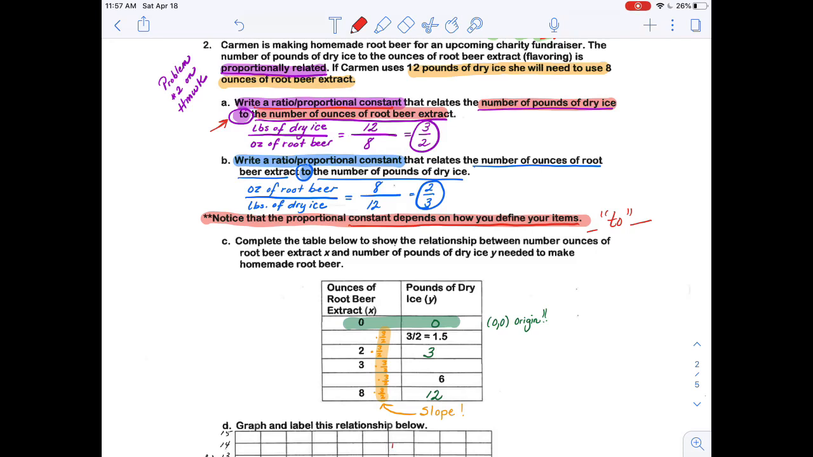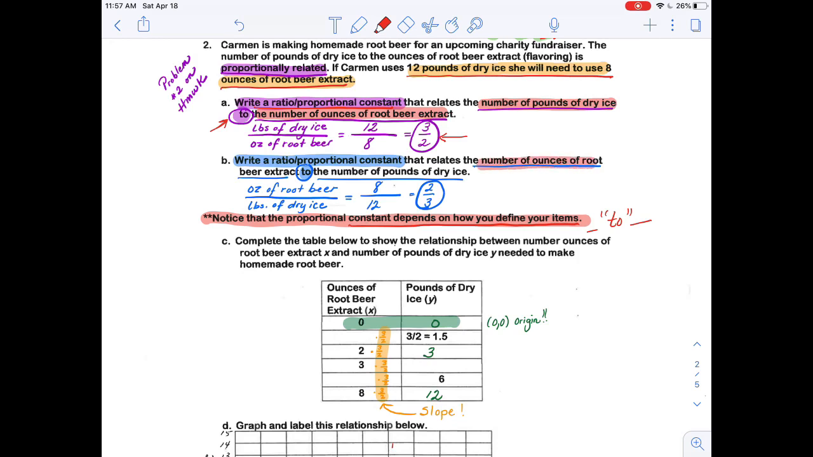So whatever's in front goes on top, whatever comes after the word "to" goes on the bottom. So you can see that dry ice is on top, root beer on the bottom, and from our problem up here, 12 pounds of dry ice for 8 ounces of root beer is where I got that 12 to 8. Reducing it shows me my ratio is 3 to 2. Now in this next problem, again, look what they have here.